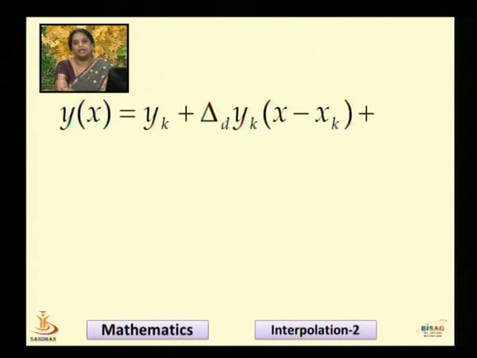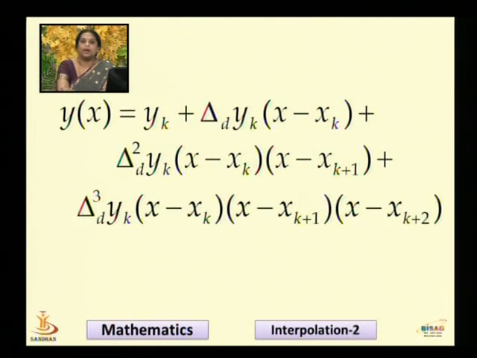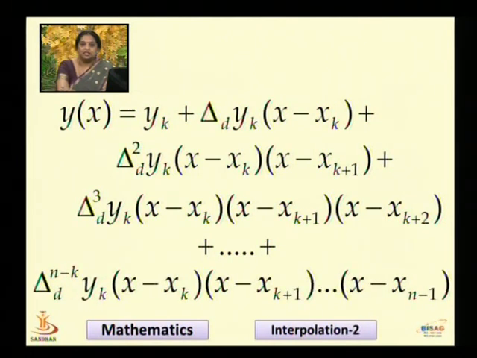Then Newton's divided difference interpolation method will take the form y of x is equal to yk plus delta dyk into x minus xk plus delta d square yk into x minus xk into x minus xk plus 1 plus delta d cube yk into x minus xk into x minus xk plus 1 into x minus xk plus 2, so on and so forth. Delta d n minus k yk into x minus xk plus 1, so on and so forth to x minus xn minus 1.